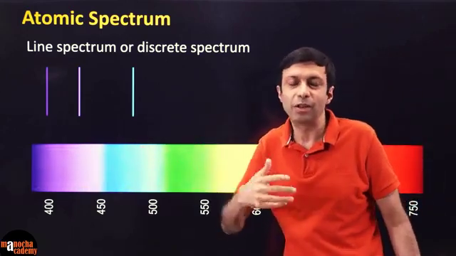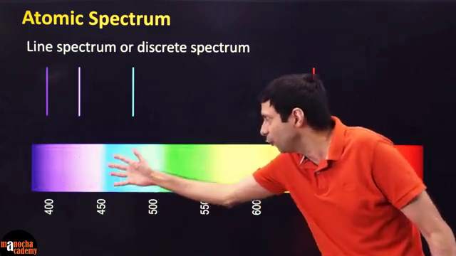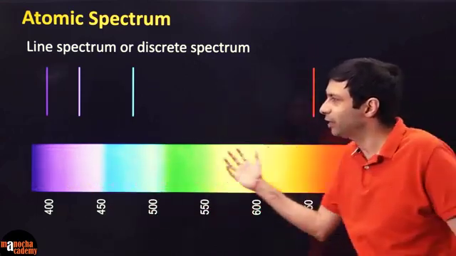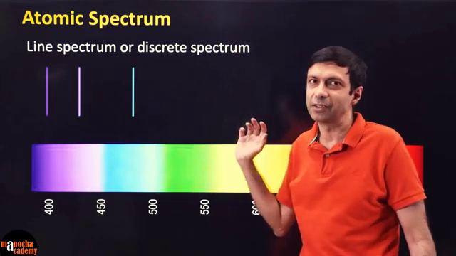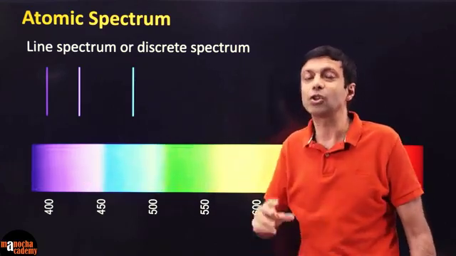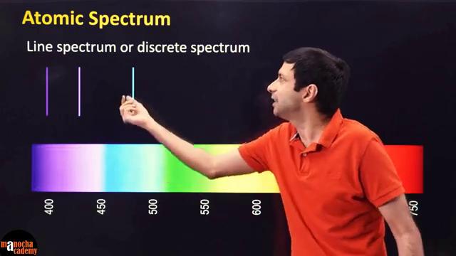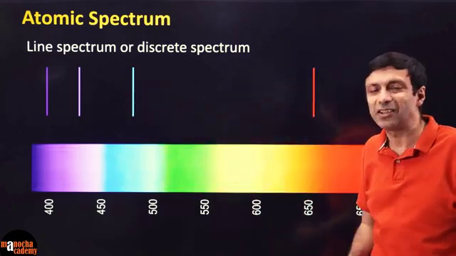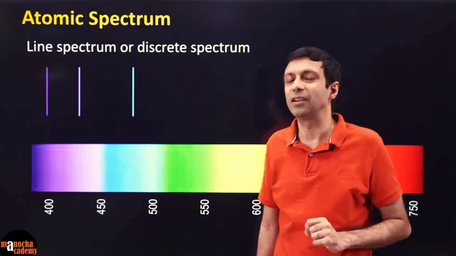We call it Vibgyor, the 7 rainbow colors, but we know that it is a full continuous spectrum having all these infinite wavelengths or infinite colors. But the hydrogen gas, or any other gas for that matter, has this kind of line spectrum or discrete spectrum where you can see only certain colors.